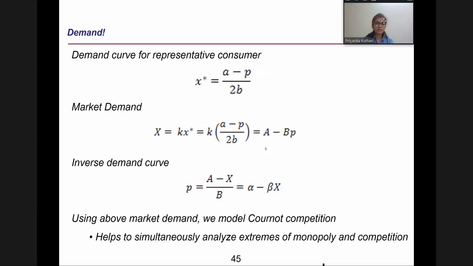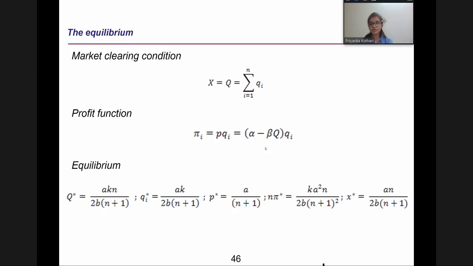So this is the demand curve given for a representative consumer, and the market demand curve is given by this, which is nothing but K times the X star, because there are K identical consumers, and this gives us the inverse demand function. And the reason that we are analyzing Cournot competition over here is that it helps us to analyze both extremes, both monopoly and competition. So market clearing condition requires the market demand to be equal to market supply. Market supply is given by capital Q, which is nothing but the sum of the supplies by all the firms. And this is the profit function, and then we optimize it and we get the prices, profits, quantities, etc. And then we calculate the surplus.